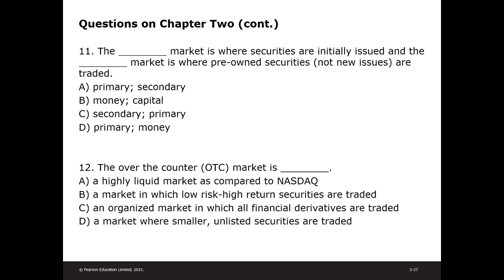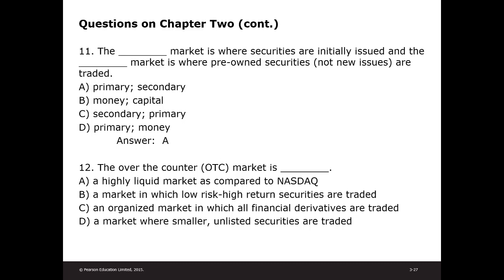Which market is where the securities are initially issued? And which market is where pre-owned securities, or not new issues, are traded? As we mentioned before, the securities that are initially issued are sold in the primary market, and the pre-owned securities are traded in the secondary market. So the answer would be A.